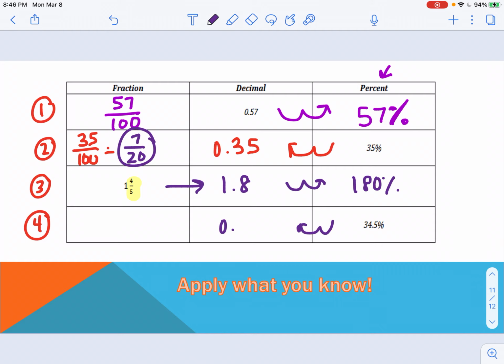All right, the last example, to go from a percent to a decimal, 2 places to the left. So I have 0.345. I'm going to take that and put that over 345 thousandths. I'm going to divide the top and bottom to simplify that. So 345 divided by 5 gives me 69/200.